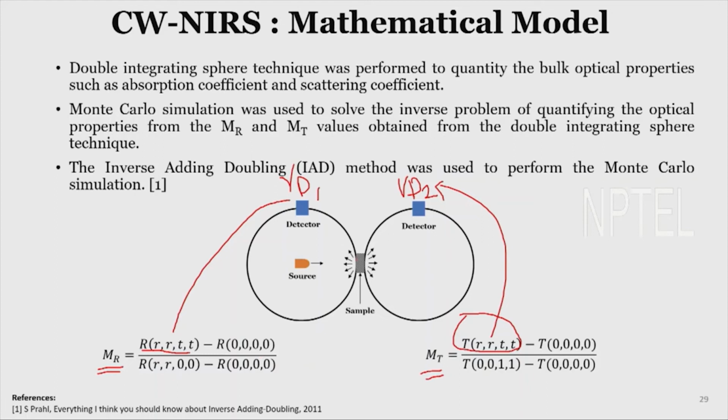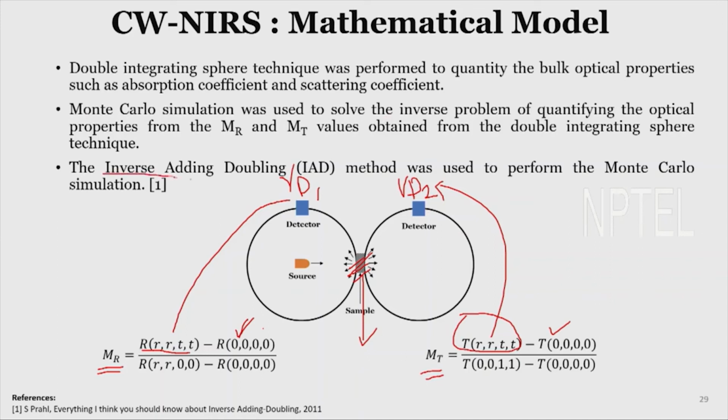Similarly, if you remove the sample here and keep this port empty, you get this value from the detected one. And if you remove the sample here and you calculate the transmitted power, you get this T naught value. So from this MR and MT value that we get, we input it into a Monte Carlo method. That is the inverse adding-doubling software that we used here.